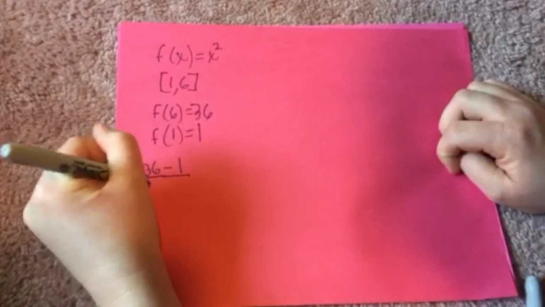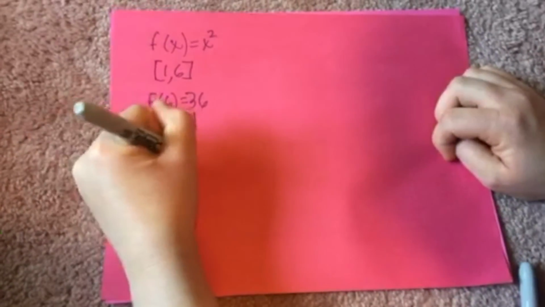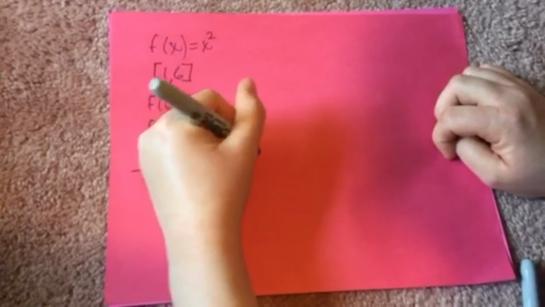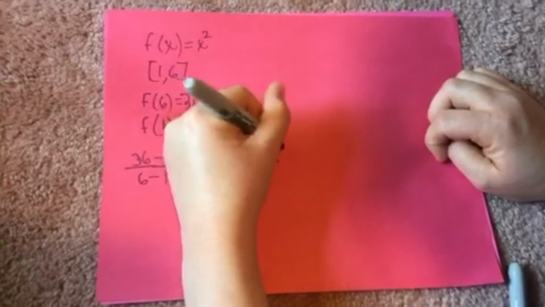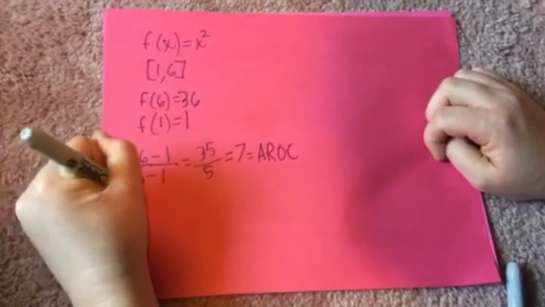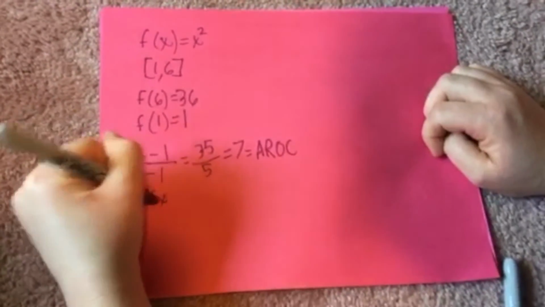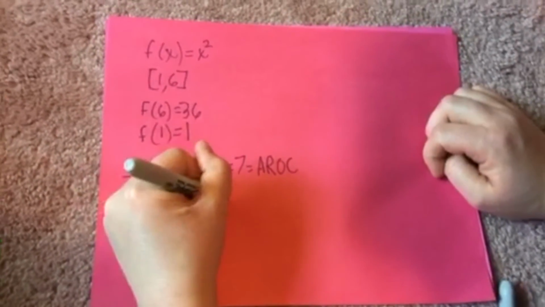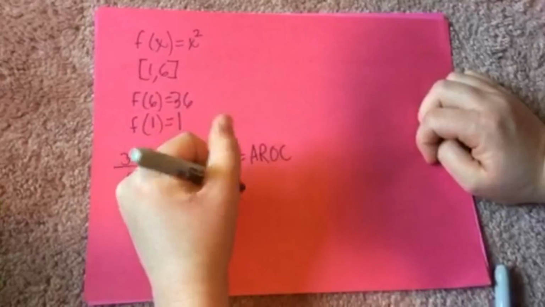Finding the average rate of change is just finding slope. So f of 6 is 36, and f of 1 is 1, and 36 minus 1 over 6 minus 1 equals 7, making that your average rate of change. Now, take your function's derivative to find instantaneous rate of change. The derivative of x squared is, of course, 2x.